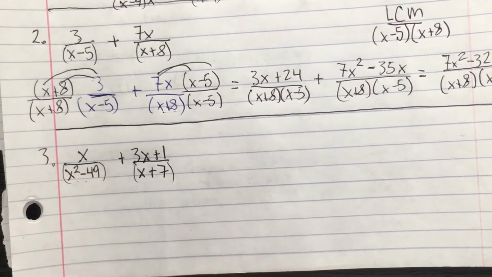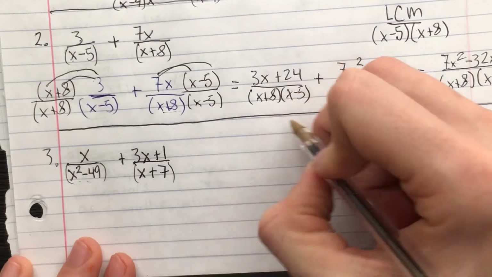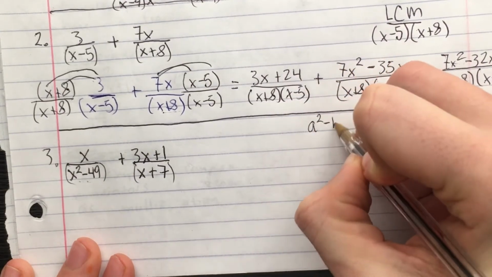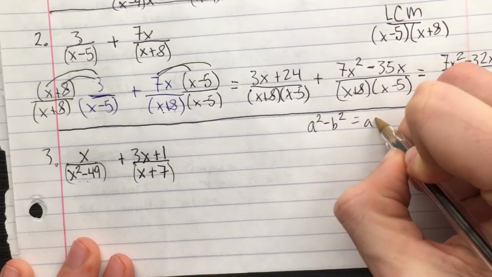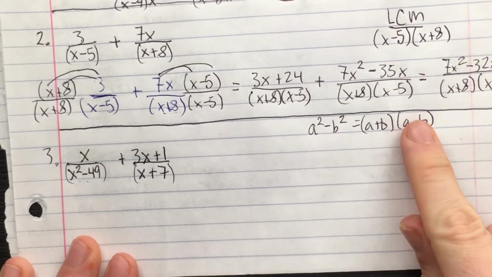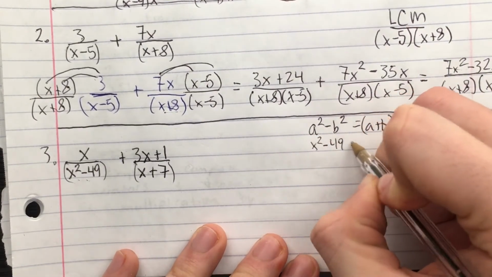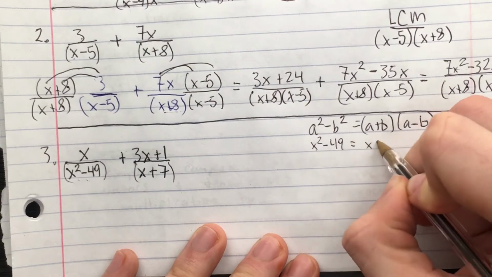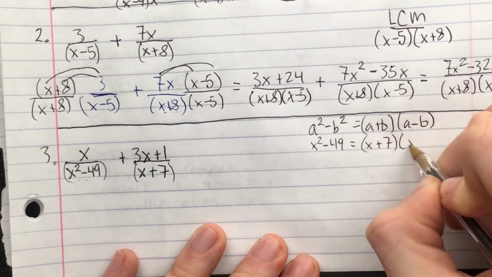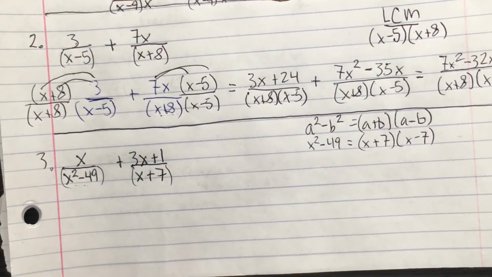x squared minus 49. Anytime that you see an exponent of 2, you should try to see if it will factor. Because it turns out this x squared minus 49, that is our difference of squares identity, which, remember, factors to a plus b times a minus b. And so in this case, we've got x squared minus 49. The square root of 49 is 7. So that denominator is actually going to factor to x plus 7, x minus 7.